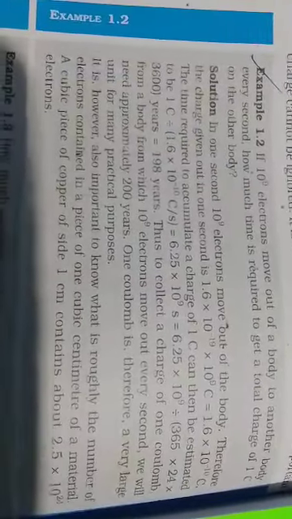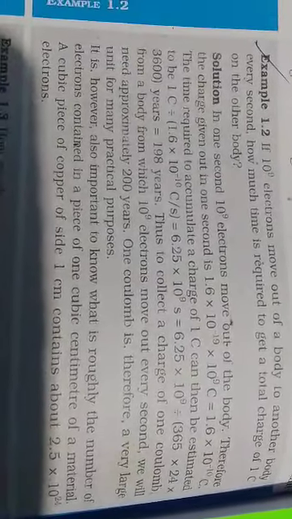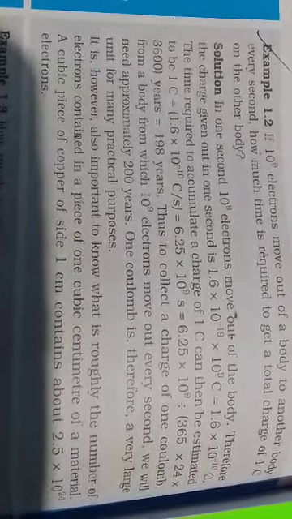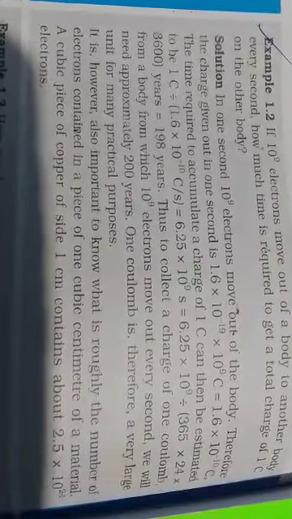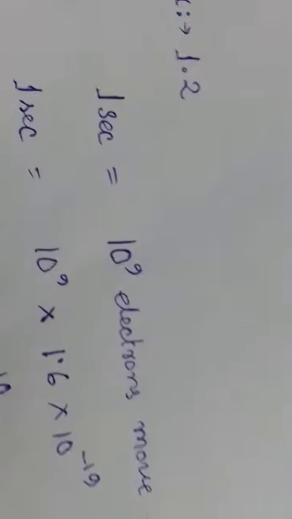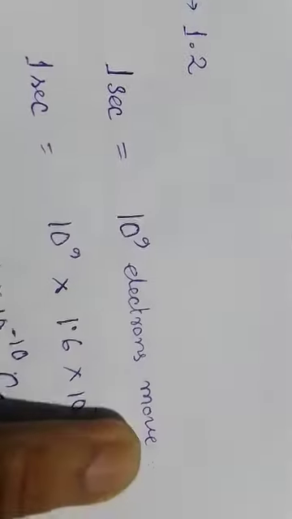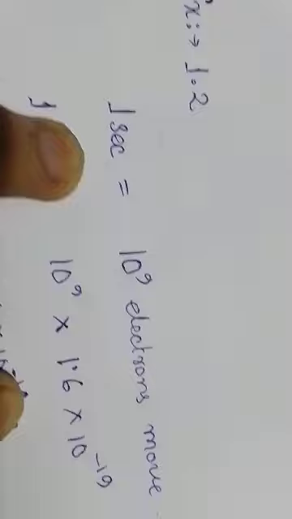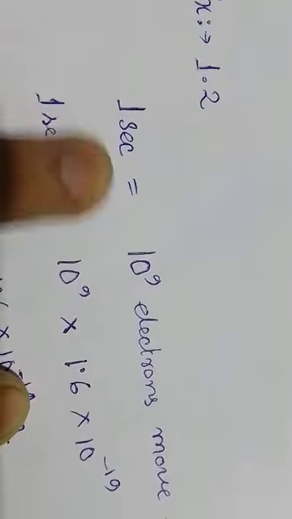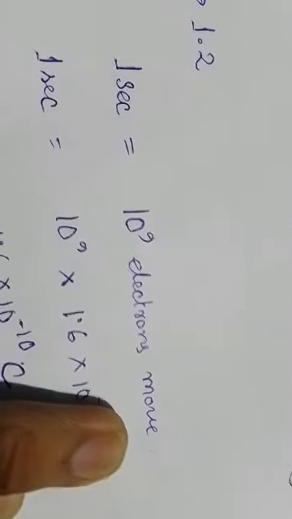Next we have this question: if 10 to the power 9 electrons move out of a body to another body every second, then how much time is required to get a total charge of 1 coulomb on the other body? So for doing this, we see that in 1 second there are 10 to the power 9 electrons that move out. Okay, for charging this body, in 1 second 10 to the power 9 electrons move out.